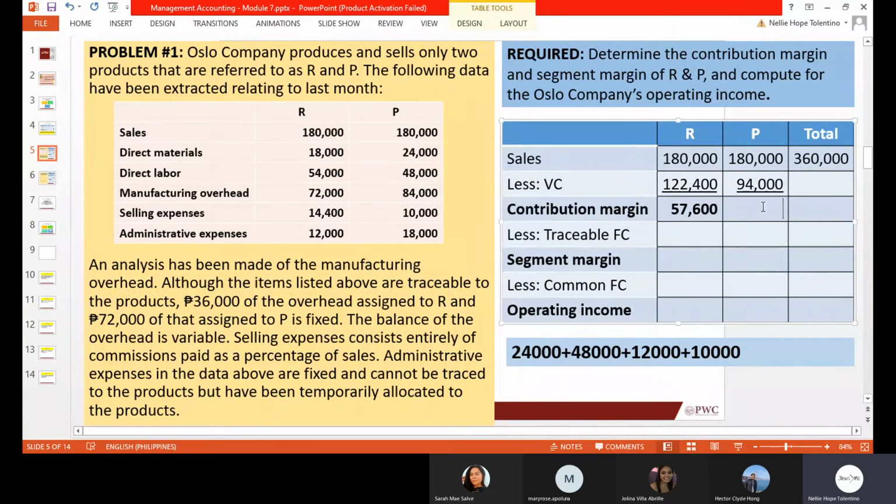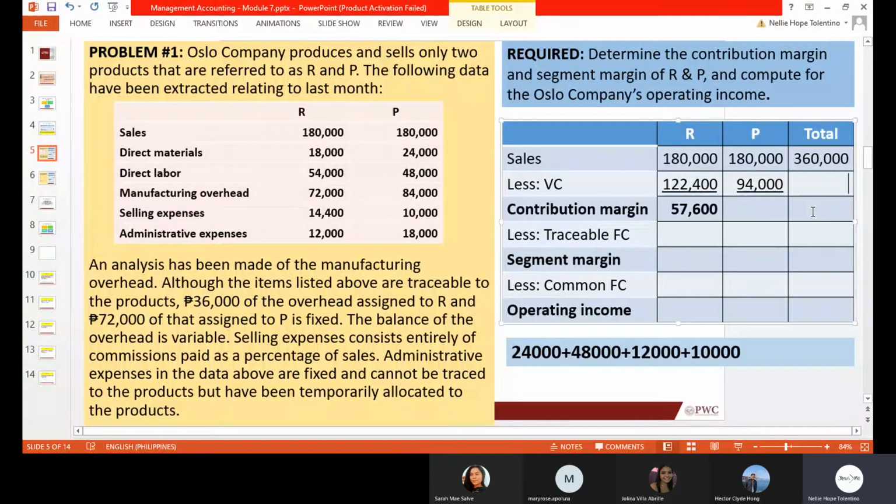How much is the total variable cost? Many questions can be asked in one problem. If they ask, how much is the sales of R? That's 180. How much are the sales of Oslo? What's the answer? 360. Because actually, this word total can be replaced with the name of the company itself, since this is its whole. This is just the breakdown per segment.